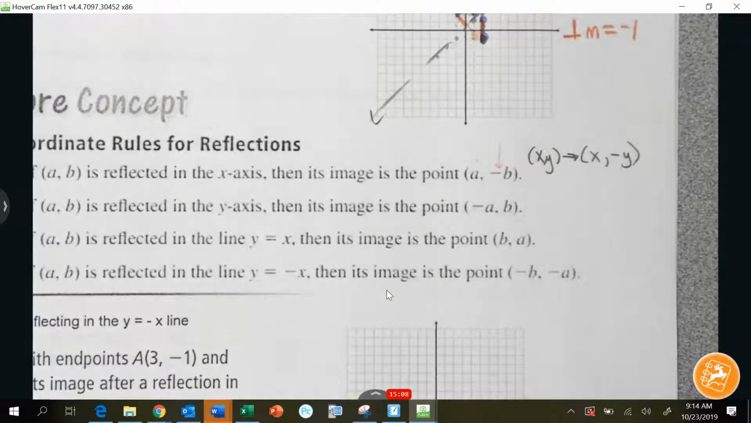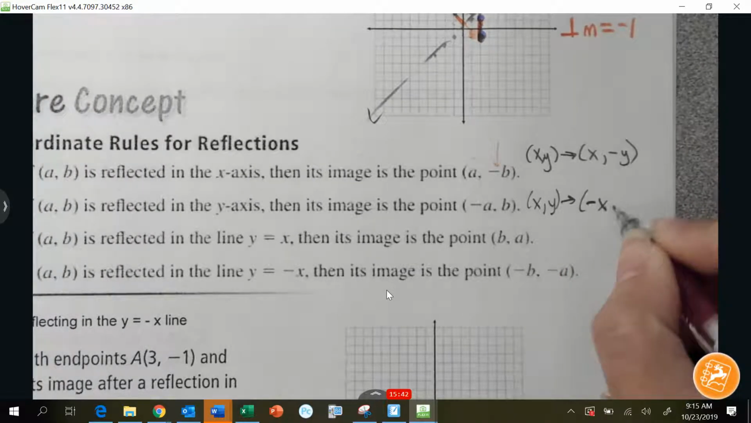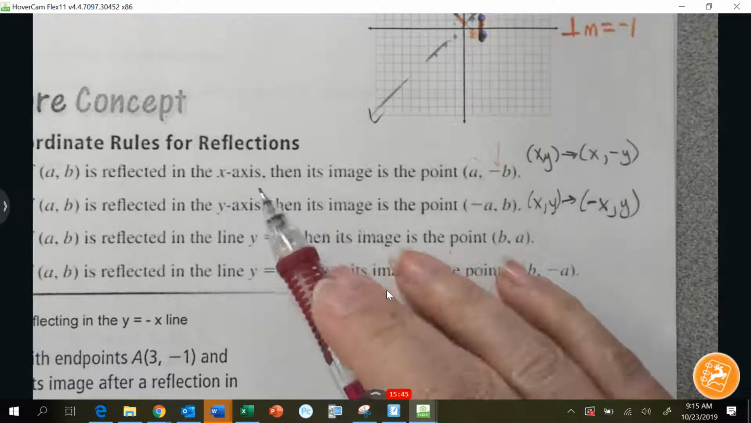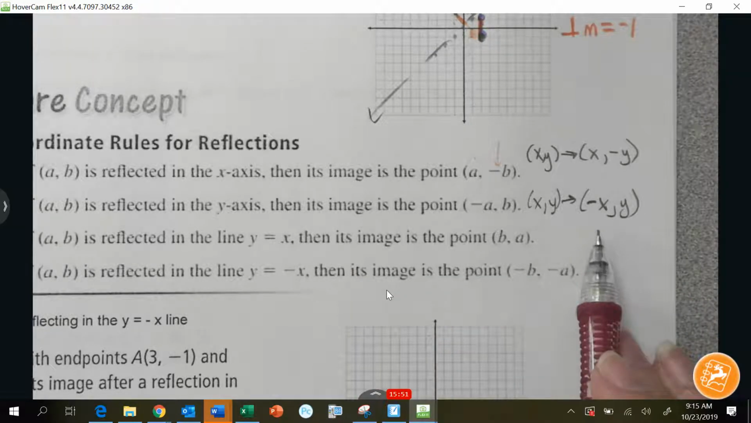Reflection in the y-axis, everybody give me a y-axis. Let me see your y-axis. I want you to put something on the side of the y-axis. What happens if we reflect our hand in the y-axis? What's changing? The x-coordinate goes from positive to negative. So if we have (x, y), it goes to (negative x, y). It's kind of backwards of what you'd think. If we reflect in the x-axis, the y's change. If we reflect in the y-axis, the x's change. It's opposite of what you think.